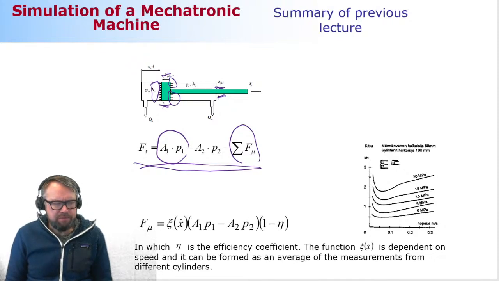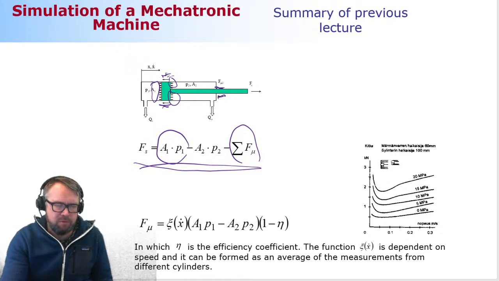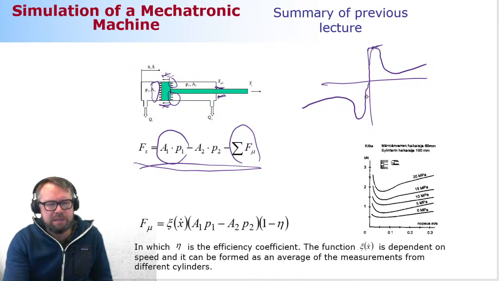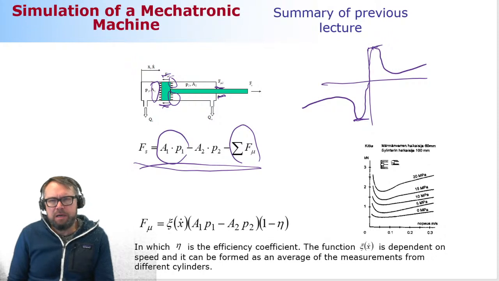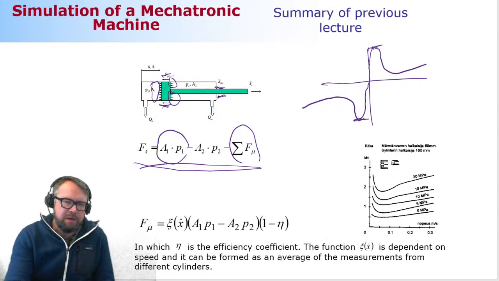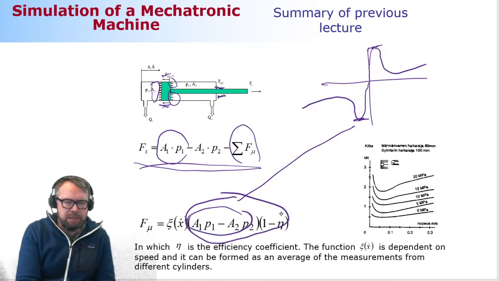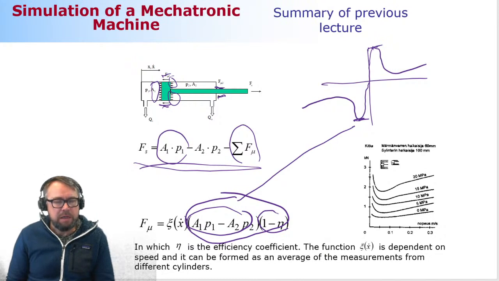And usually the friction can be accounted for by using a curve fitting technique, in which we have a curve with roughly a shape like this one here, like this. How high the peaks of this curve are depends on the force produced by the hydraulic cylinder. So this one here is actually defined by this part of the equation. In this part of the equation, we have a net force that is multiplied by roughly the efficiency of the hydraulic cylinder, or one minus the efficiency of the hydraulic cylinder. And that's the force that is representing the friction.